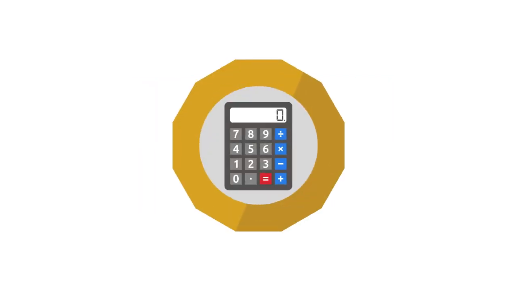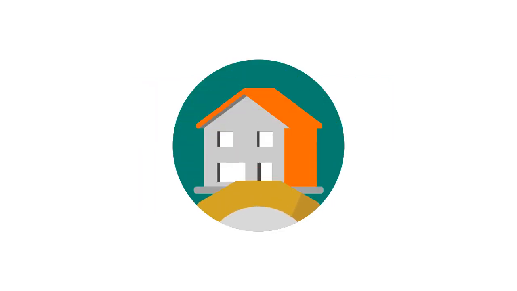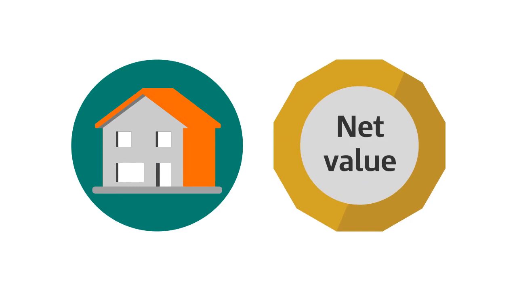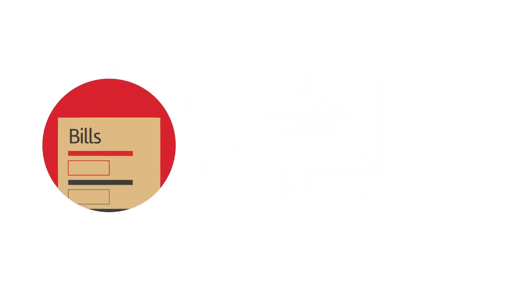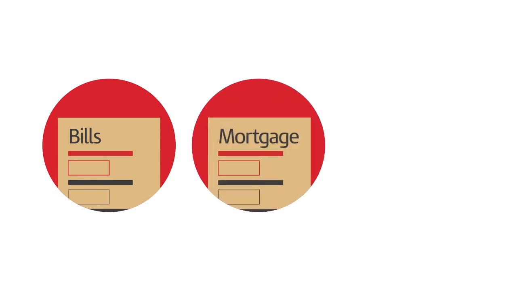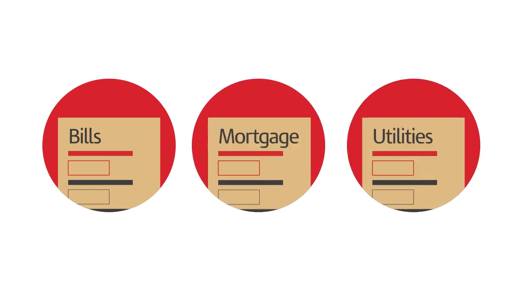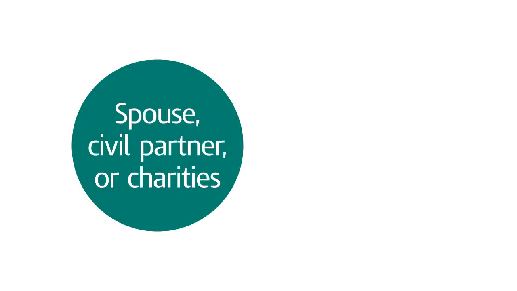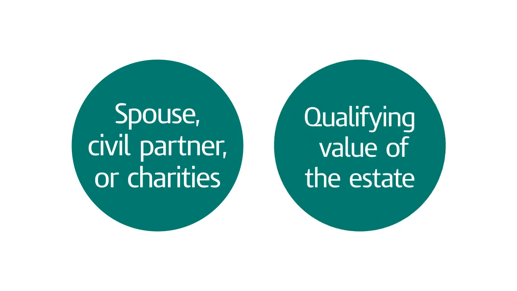Once you've calculated the total value, deduct any debts to get the net value of the estate. These might include outstanding credit card bills, their mortgage, or household bills. You must also take off the value of any assets left to a spouse, civil partner, or charities. This gives you what we call the qualifying value of the estate.